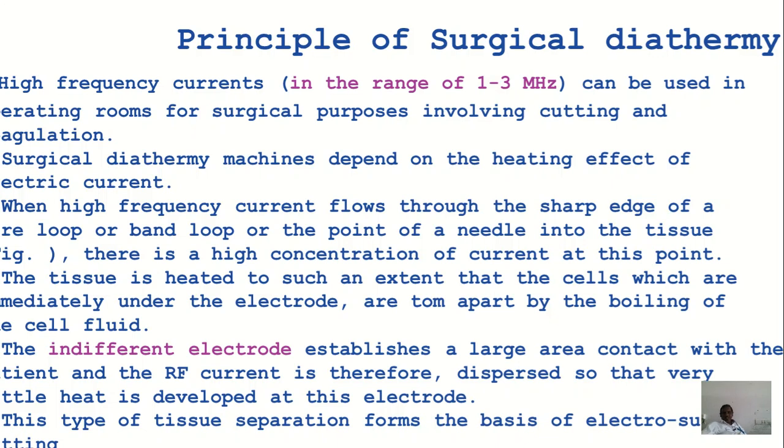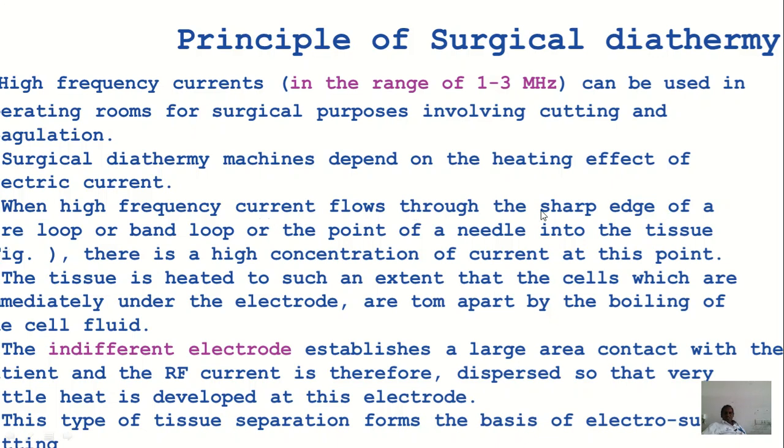What I explained in the diagram is explained here in words. The high frequency current we are using, 1 to 3 megahertz, can be used in operating rooms for surgical purposes involving cutting and coagulation. Surgical diathermy machines depend on the heating effect of the electrical current. The electric current applied to the needle gets heated, so surgery is very easy. There is no need for any force.